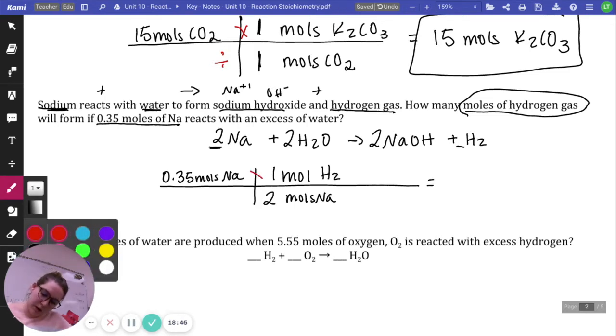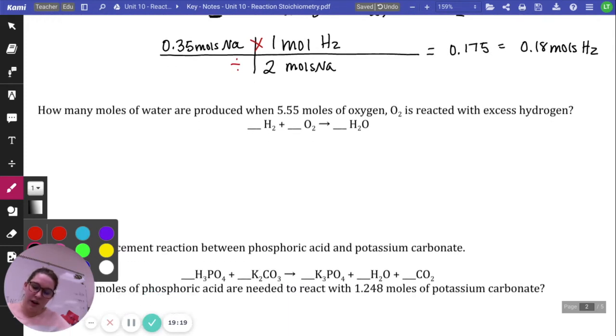And once again, I will multiply across the top and divide by the bottom. So 0.35 times 1 divided by 2. And when you do that, I believe you get 0.175. However, our answer should only have 2 sig figs because our given has 2 sig figs. So our answer is 0.18 moles of hydrogen. All right, why don't you guys go ahead and try to work this problem on your own, pause the video, and come back to go over it.